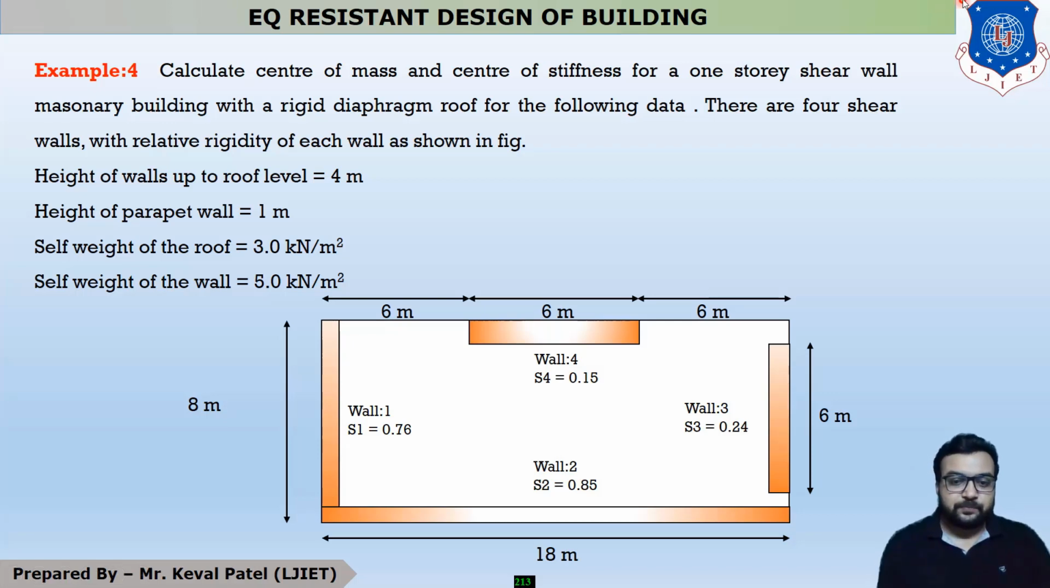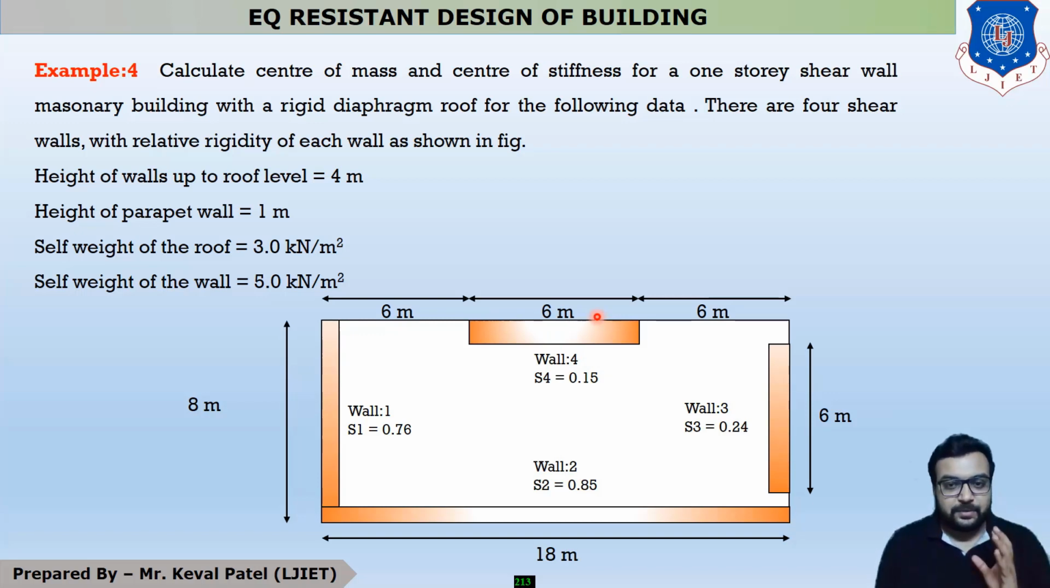The question is: calculate center of mass and center of stiffness for a one-story shear wall masonry building with a rigid diaphragm roof for the following data. Students, you can see that in this figure, there are 4 shear walls. This is shear wall number 1 having a length of 8 meters. This is shear wall number 2 having a length of 18 meters. This is shear wall number 3 having a length of 6 meters, and this is shear wall number 4, which also has a length of 6 meters.